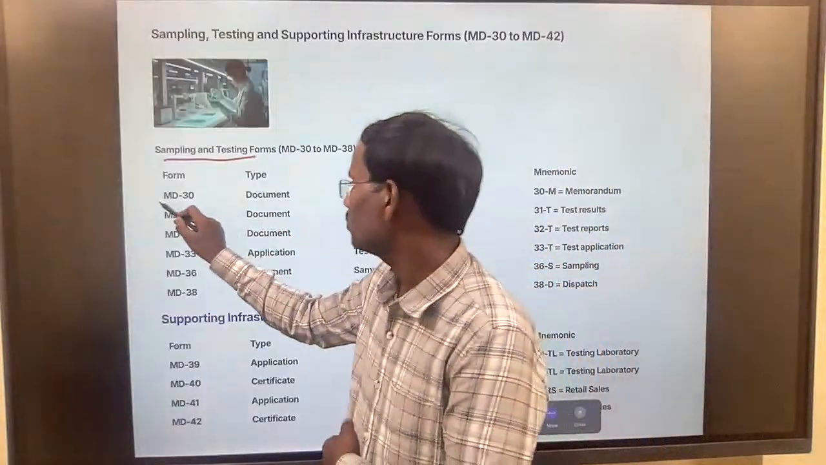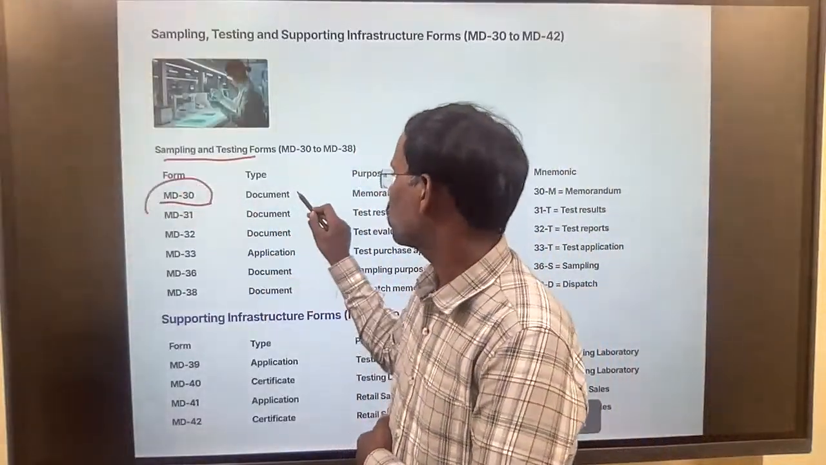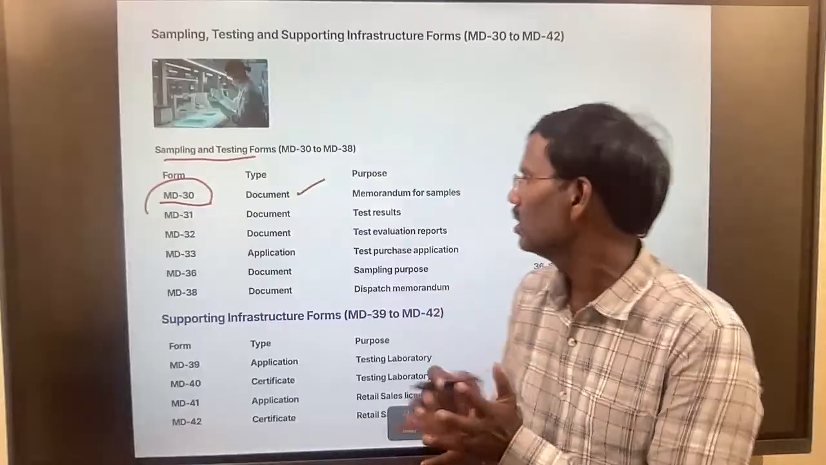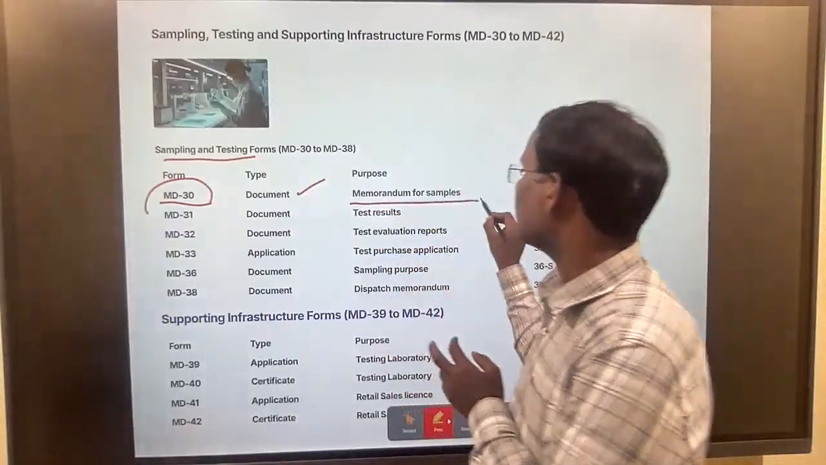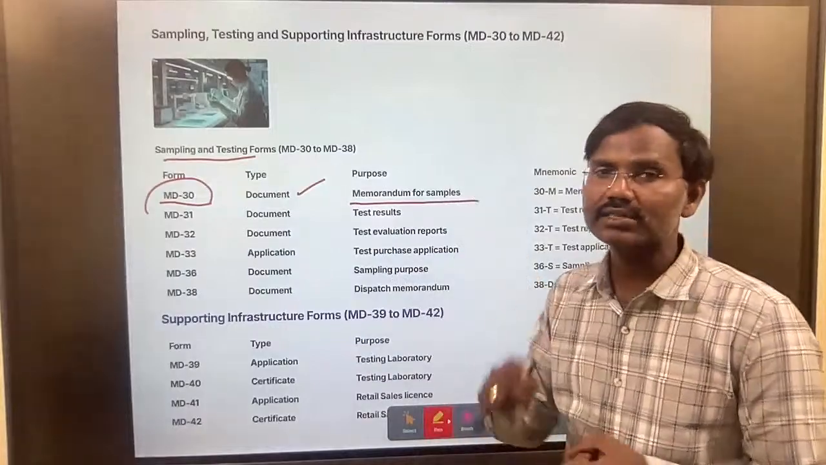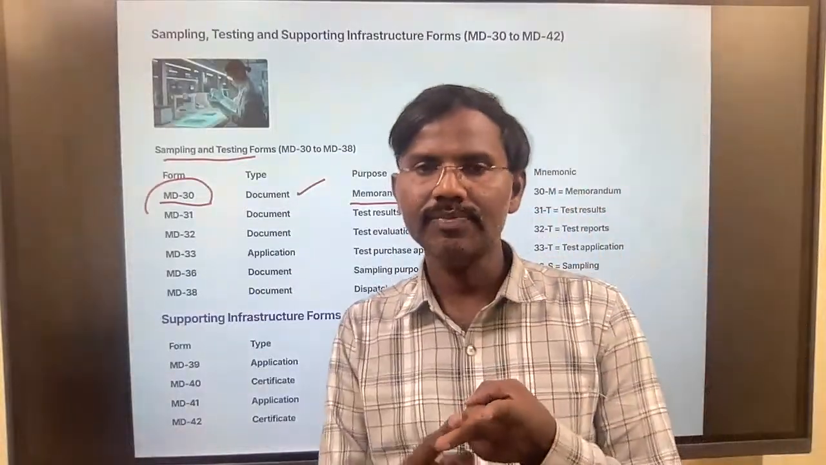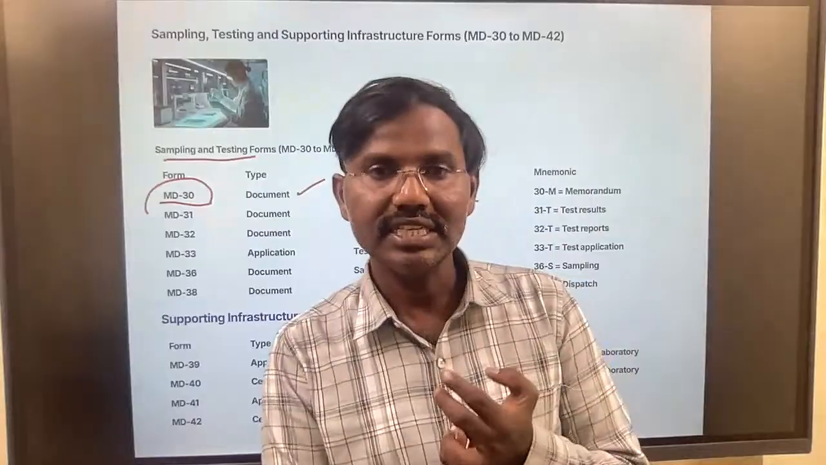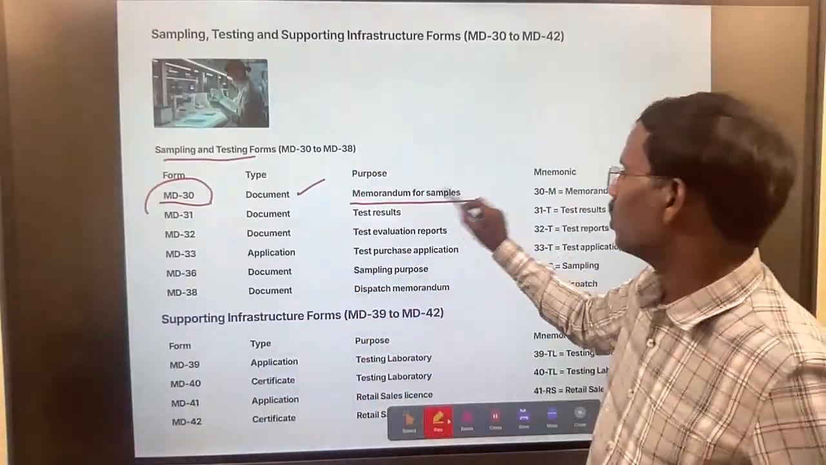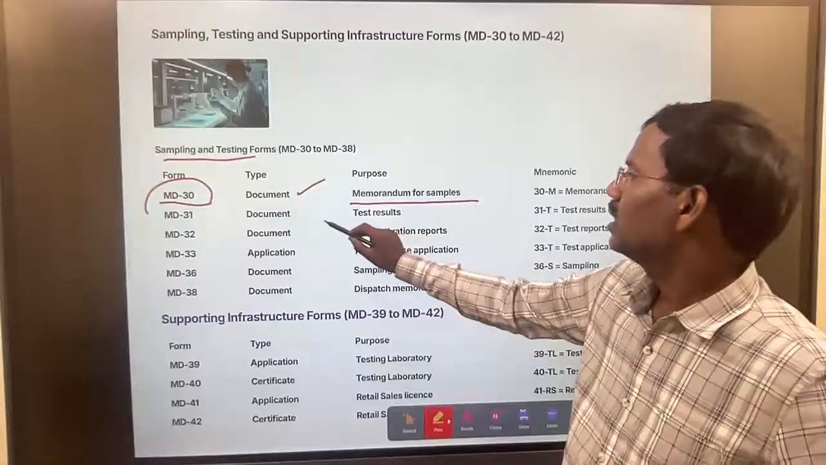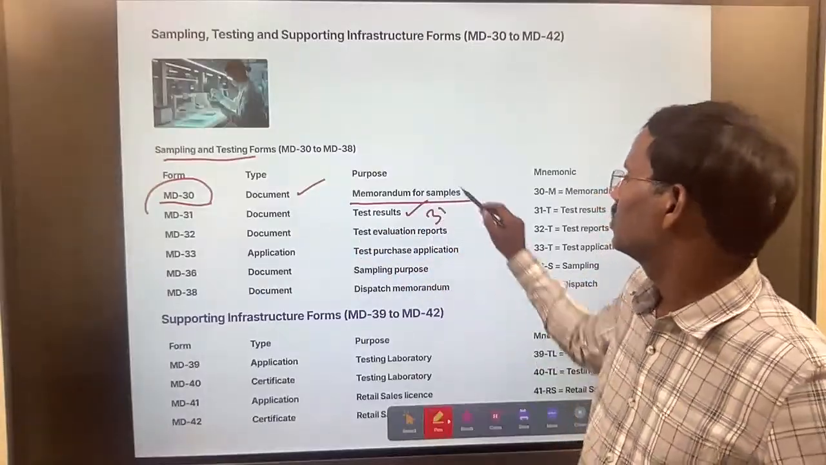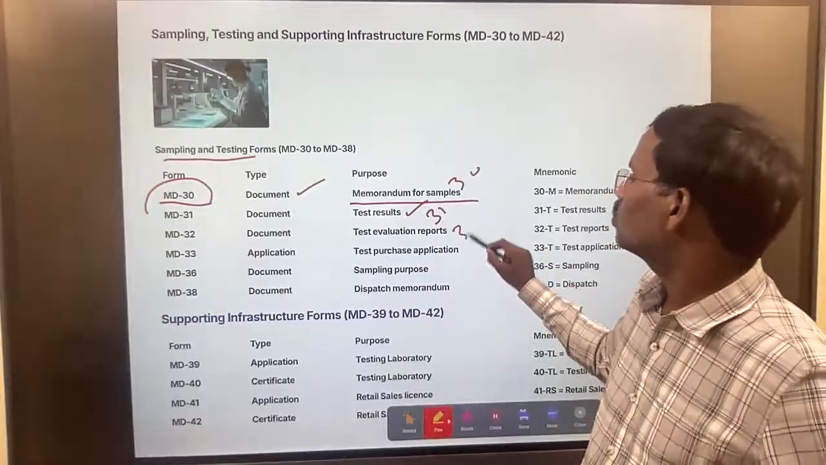Based upon form 30, MD 30, it is a document. You must write a document which talks about memorandum of sample. Memorandum of sample contains date, device name, and the particular serial number of the device. That is the document. Then the testing officer's test results will be given in 31. Then 32, test reports.